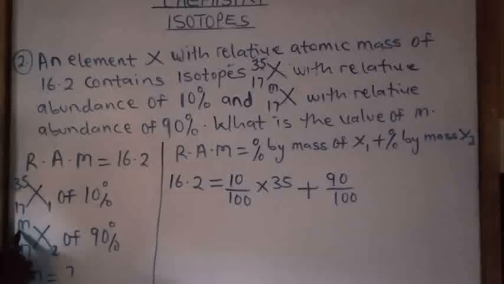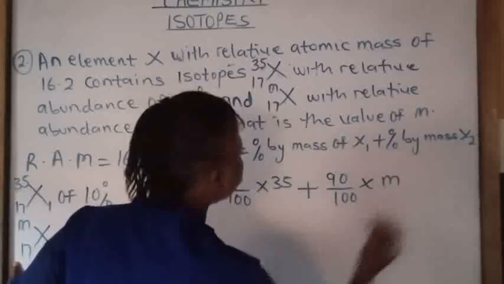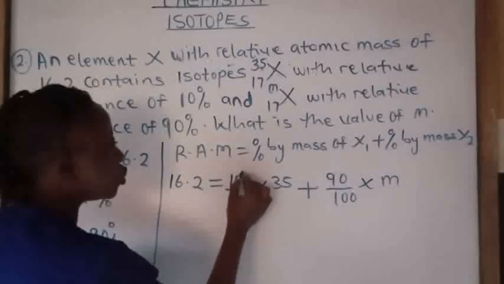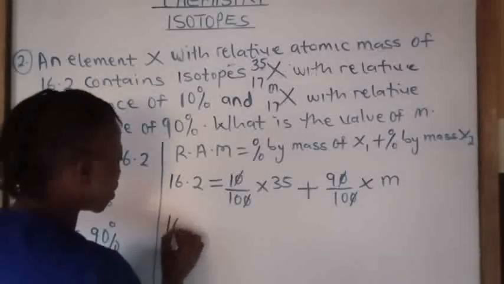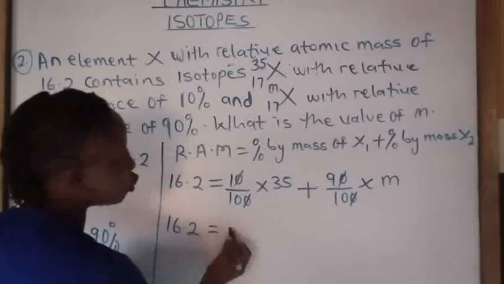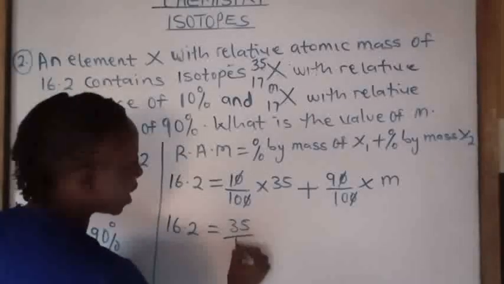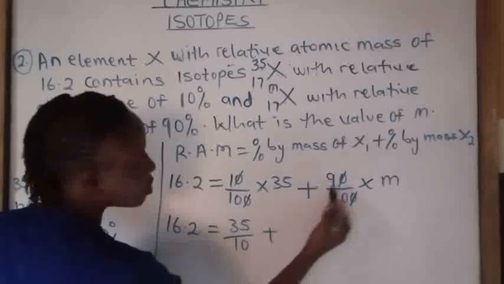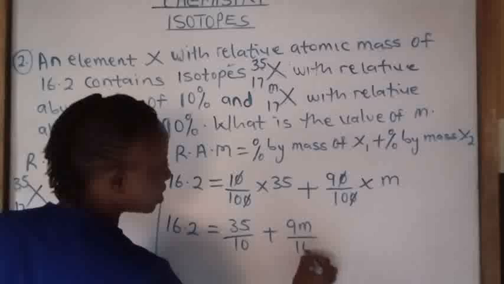So multiply by the mass of the second element. The mass of the second element is m. Don't forget that the number up is the mass. So the mass of the second element is 90 over 100 times m. Now, this 0 will cancel this 0. So 16.2 equals 35 over 10 plus 9 times m, which gives 9m divided by 10.